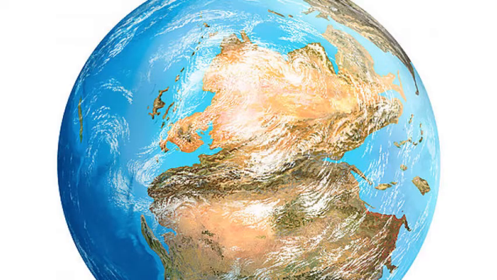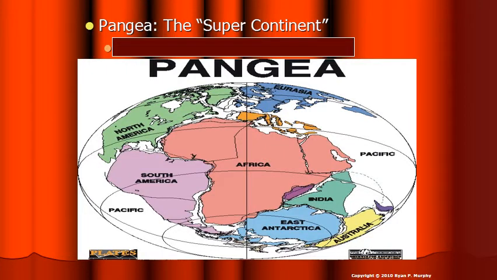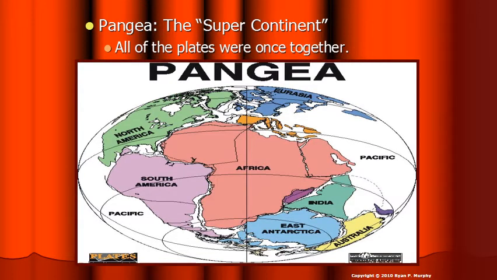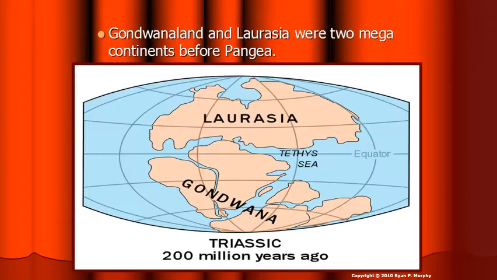So this is Earth. Looks a little different though. I mean, what continent is that? That's not North America. It's not Asia. Huh. So this is Pangaea. Pangaea is the supercontinent. This is when all the puzzle pieces were fitted together before they all separated from each other. So this is when all of the plates were once together. This is the supercontinent known as Pangaea.